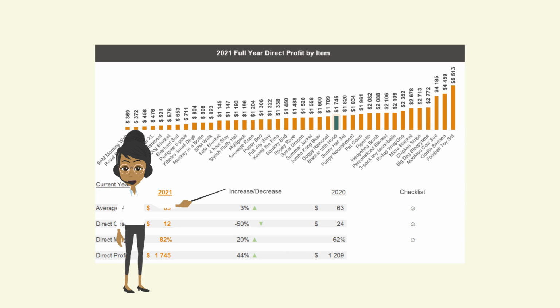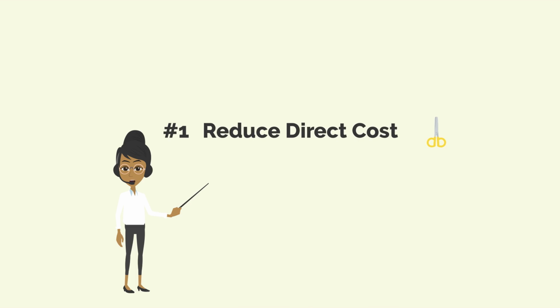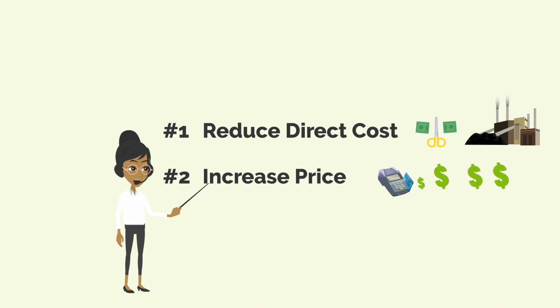Another tip, you should try to increase the sales volume of items with the highest direct margin. This way, you'll increase revenues faster than cost will increase. You can further increase direct margins by, 1. Reducing the direct cost. One way to do this is by buying your raw materials at a cheaper price, and this can be done by trying to get better deals with suppliers. Number 2. Increasing the price you sell them for.